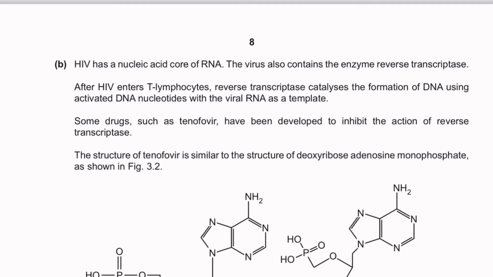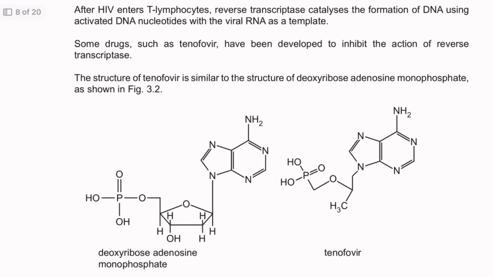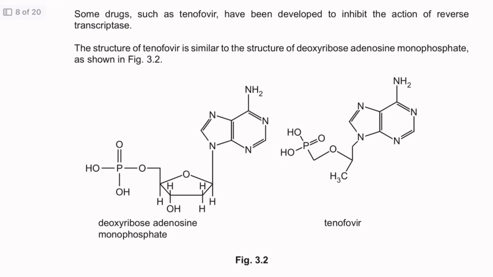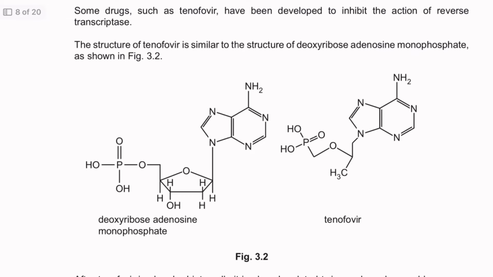Fantastic. Now, HIV has a nucleic acid core of RNA. The virus also contains the enzyme reverse transcriptase. After HIV enters T lymphocytes, reverse transcriptase catalyzes the formation of DNA using activated DNA nucleotides with the viral RNA as templates. Some drugs, such as tenofovir, have been developed to inhibit the reaction of reverse transcriptase. Interesting. And then the structure of tenofovir is similar to the structure of deoxyribose adenosine monophosphate, and so definitely to be acting as a competitive inhibitor.